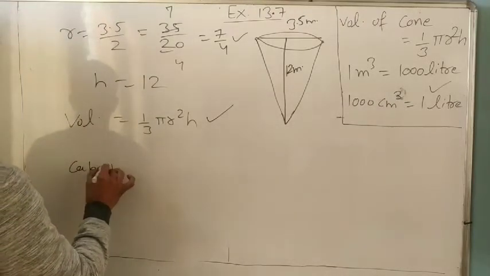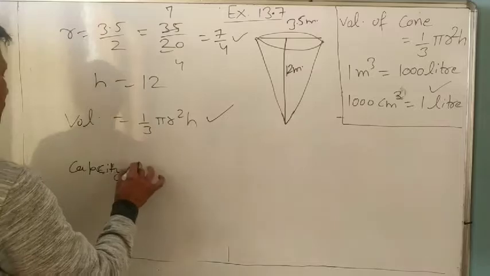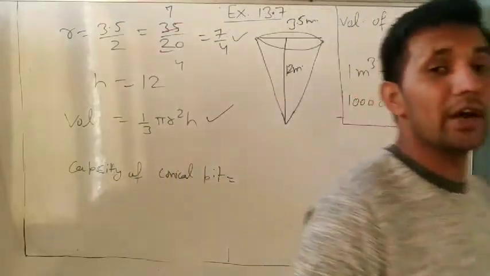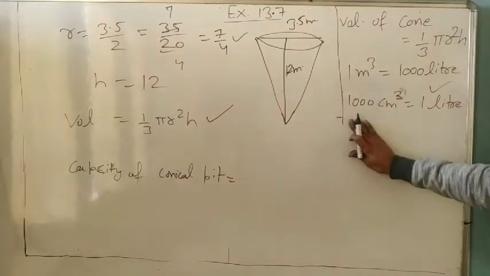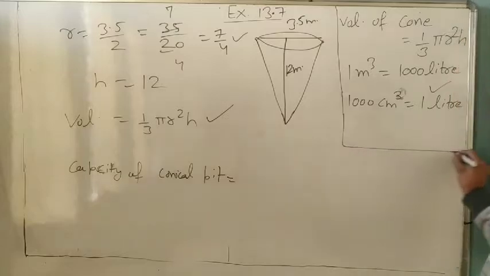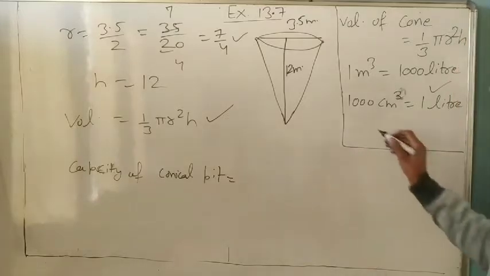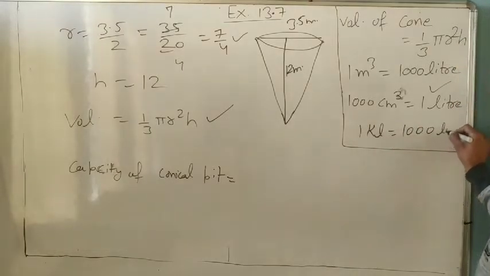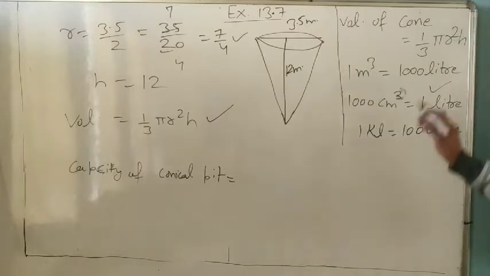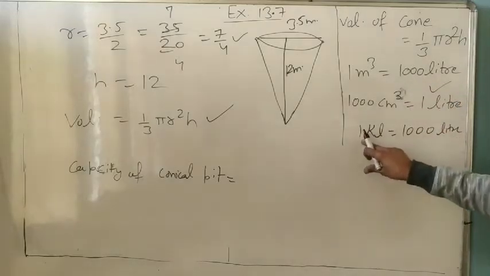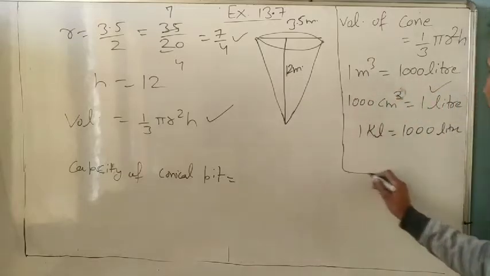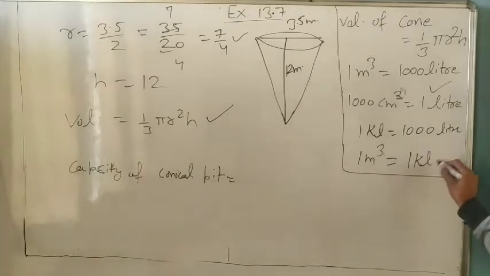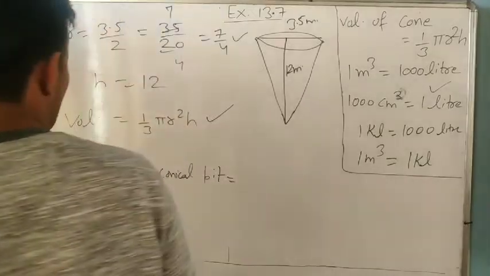So write, capacity of the conical pit. How will you find it in kiloliter? Always remember, 1 kiloliter equals how many liter? 1 kiloliter equals 1000 liter. 1000 liter equals 1 kiloliter, and 1000 liter equals 1 meter cube. So it means 1 meter cube always equals 1 kiloliter.